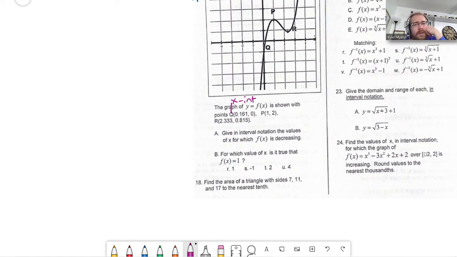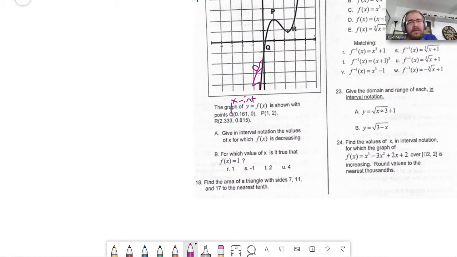A, give, in interval notation, the values of x for which f of x is decreasing. One of my favorite ways to figure out whether things are increasing or decreasing is to imagine a person traveling east, not west, but east. If you imagine a person traveling east along this line, then they're either going to have to climb it or slide down it. So at this point right here, they are climbing.